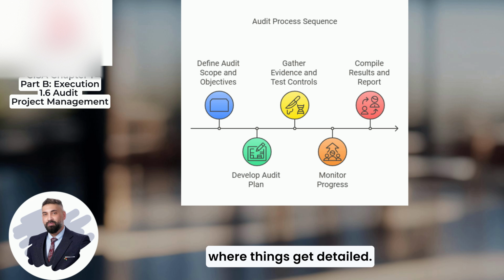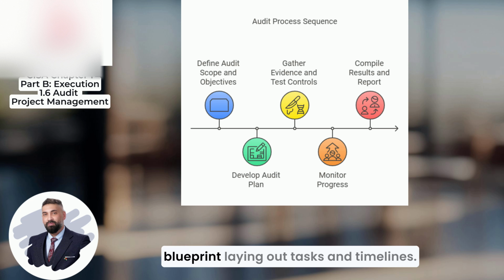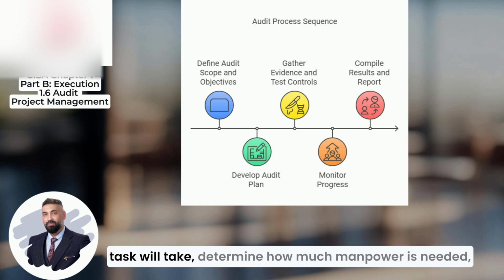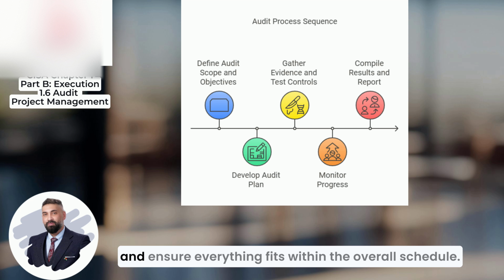2. Developing the audit plan. Here's where things get detailed. The audit plan is really a blueprint, laying out tasks and timelines. At this stage, auditors estimate how much time each task will take, determine how much manpower is needed, and ensure everything fits within the overall schedule.